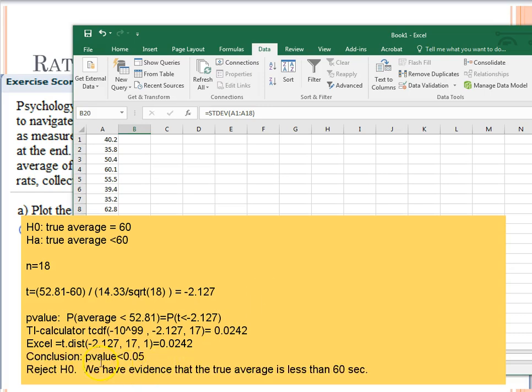So our conclusion then, because our p-value is less than our significance level, we can reject the null hypothesis. We have enough evidence, our sample shows that the true average is likely to be less than 60 seconds. So based on this sample, we can say that we think that the maze does not reach the difficulty level. We have strong evidence to say that the true average or the true difficulty level is less than 60 seconds. So it doesn't meet the requirements that the researcher needs.